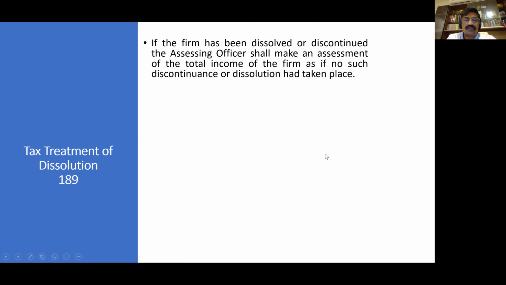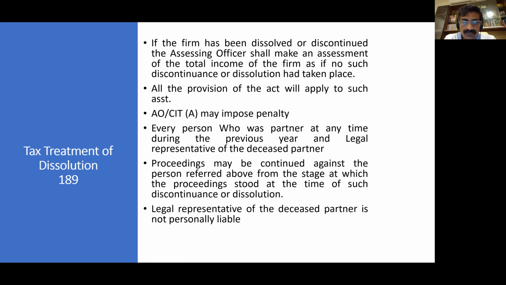So 189 deals with how to proceed after the dissolution of the firm. If the firm has been dissolved or discontinued, the assessing officer shall make an assessment of the total income of the firm as if no such discontinuance or dissolution had taken place. So the firm dissolved, 31st March 2020. Return for this assessment year, I had to file by 31st of July. For 31st July, யார் ஃபைல் பண்றது? ஃபார்மே கிடையாதே. Yeah, firm 31st March dissolve பண்ணோம். 31st July வரைக்கும் ரிட்டர்ன் ஃபைலிங் டேட் இருக்கு. 31st March வரைக்கும் firm is taxable. இப்போ 31st July யார் ரிட்டர்ன் ஃபைல் பண்றது?